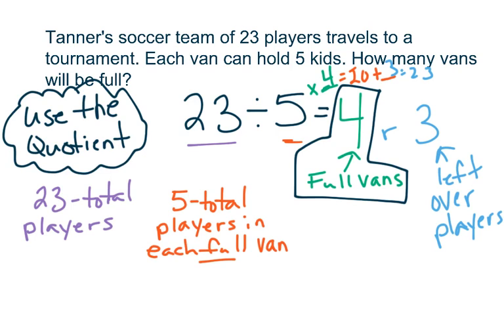Okay, that's all there is to this lesson on interpreting the remainder. We need to understand what each piece of our division problem represents. And then we need to read our problem carefully and figure out, well, what is it asking us for? In this case, are we going to be using the quotient or are we going to be using the remainder of our problem?